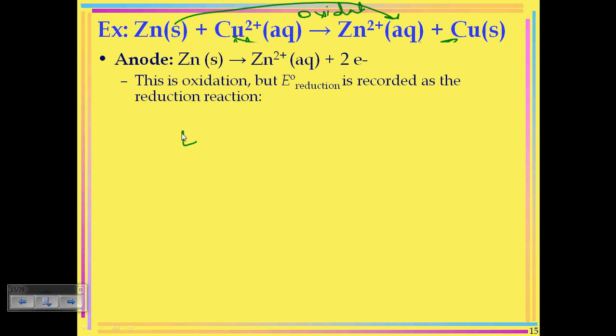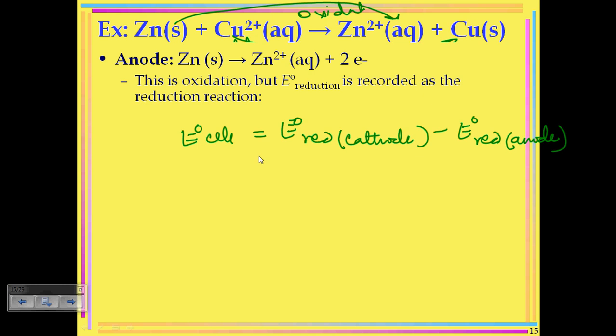So when you start calculating cell potential, it will be reduction potential of the reaction occurring at cathode minus reduction potential of reaction occurring at anode. Okay, so what is happening at cathode? At cathode, copper 2+ is converting to copper, right? So you will be writing reduction potential of copper here minus, you'll be writing reduction potential of zinc reaction here.